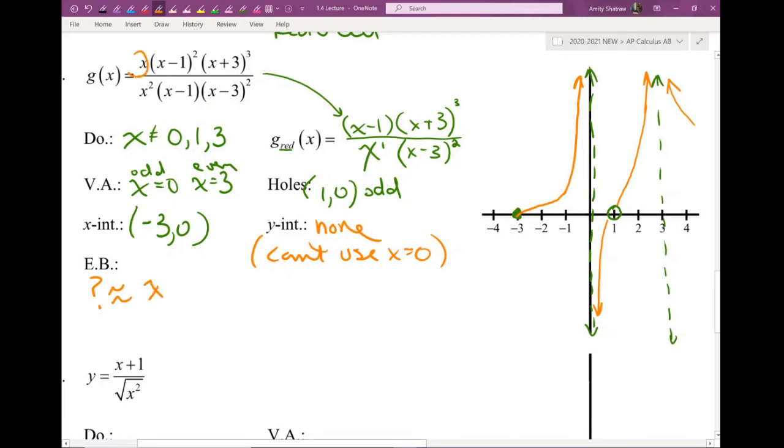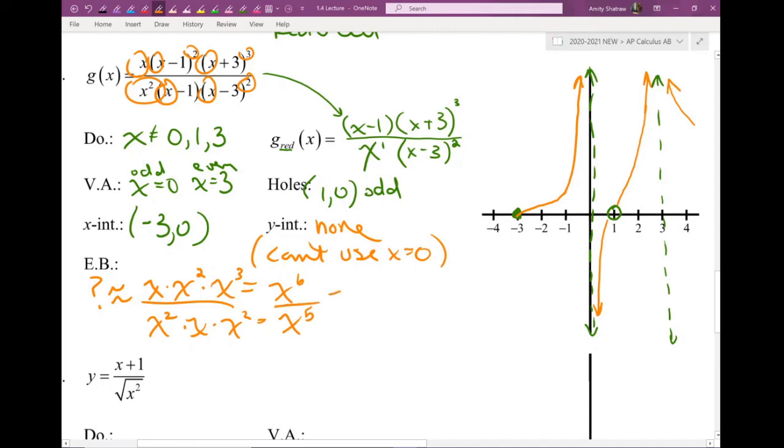I have an x, and I have 2 more x's because this is squared, so that's x squared. Right here, I have 3 more x's, so that's going to be x cubed. All the way across the top, I have x to the 6th. Down here, I have an x squared, and right here I have an x, and right here I have another set of x squareds. That is going to be x to the fifth, which means that when I reduce that, I end up with just an x. And remember, that's a straight line.